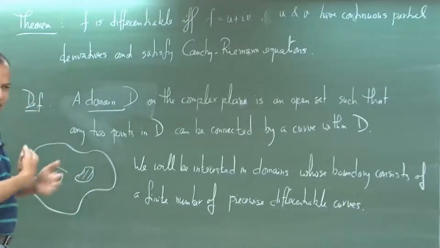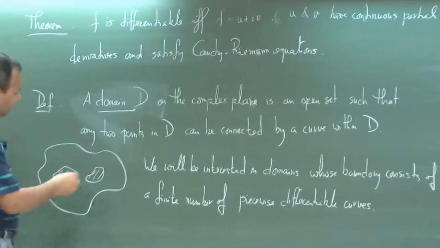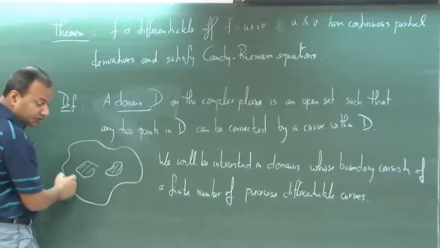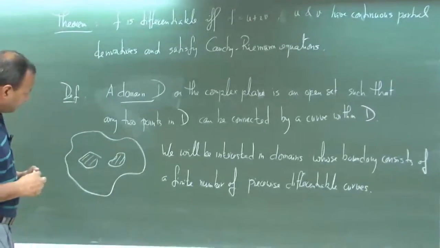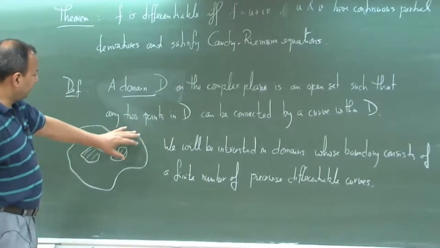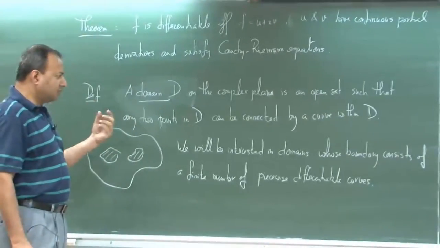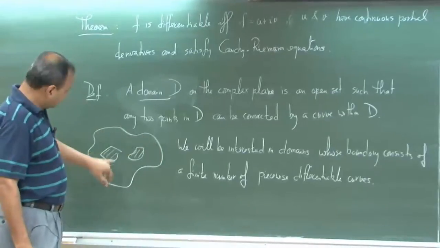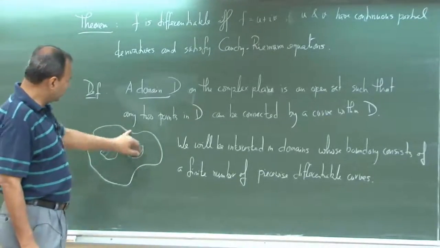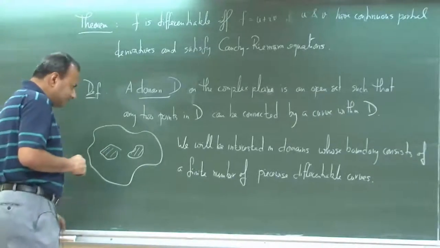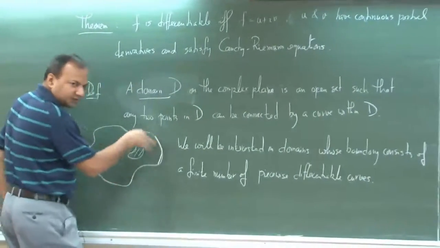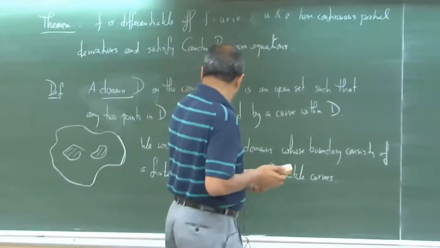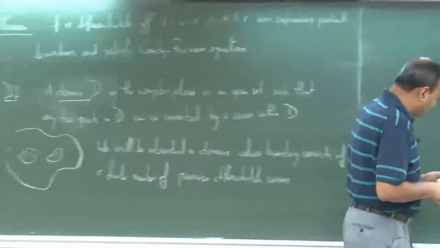So, we are going to be interested only in the domains of the kind whose boundary, now the boundary of a domain is this outer curve as well as the curves inside, which cut out the points inside. So, the boundary of a domain consists of finitely many piecewise differentiable curves. So, this is one curve, this is another curve, this is another curve, and they are differentiable, so they do not behave in any funny way. One could have things like this, which is fine, it's only finitely many. So, whenever I say domain, I would mean a set of points of this kind.